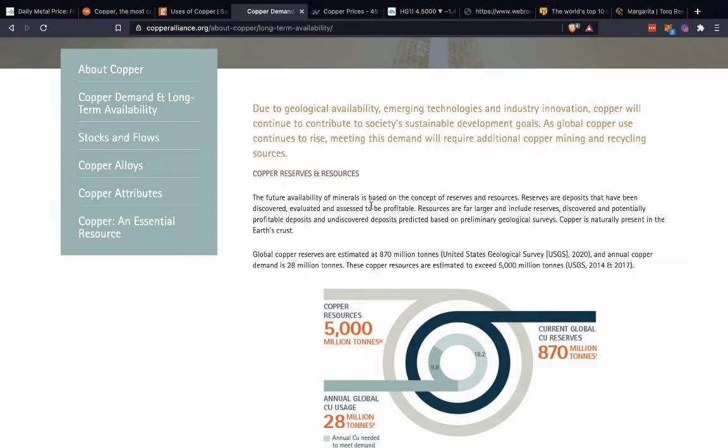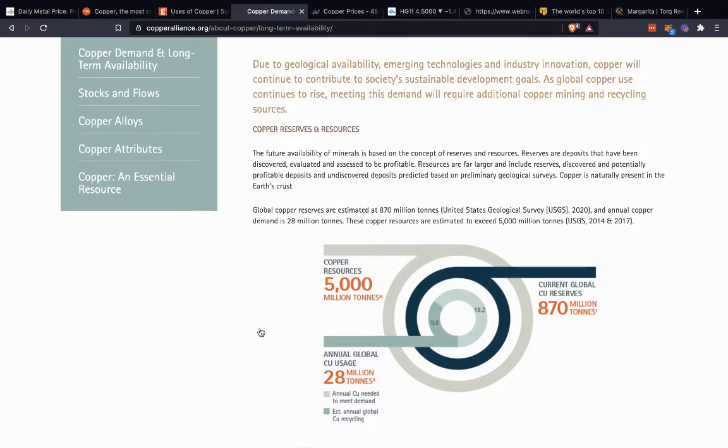So the future availability of minerals is based on the concept of reserves and resources. Reserves are deposits that have been discovered, evaluated, and assessed to be profitable. Resources are far larger and include reserves, discovered and potentially profitable deposits, and undiscovered deposits predicted based on preliminary geological surveys. Copper is naturally present in the Earth's crust. So global copper reserves are estimated at 870 million tons.